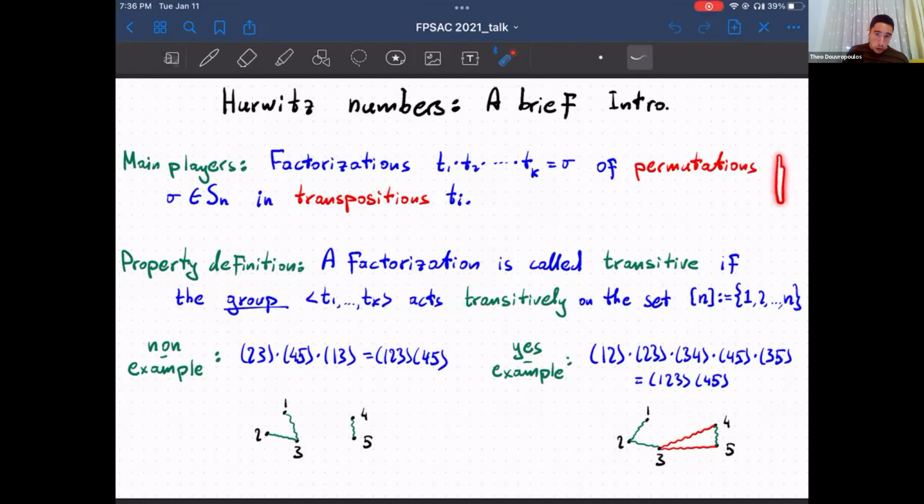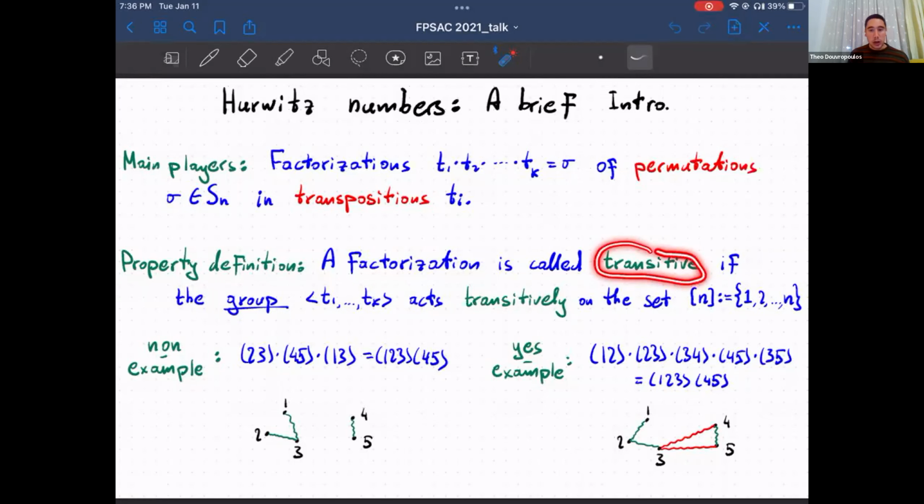So the main combinatorial object that's counted by the Hurwitz numbers is certain factorizations in the symmetric group. What you're doing is factorizing a permutation, but you're only allowing your factors to be transpositions, okay? And then you impose certain conditions on that. What are the conditions? The factorization has to be transitive.